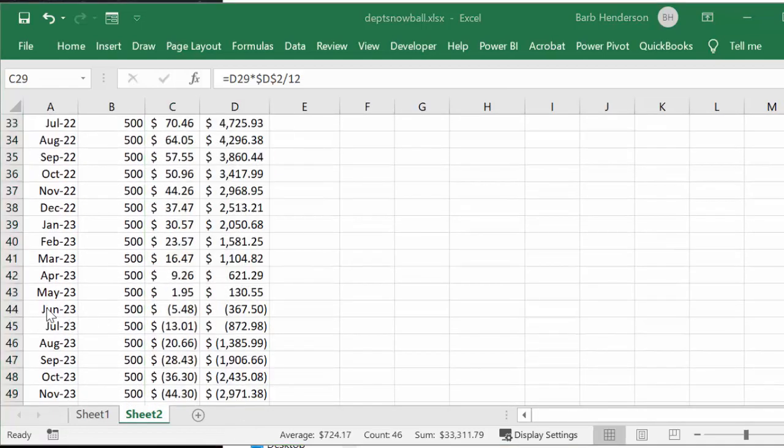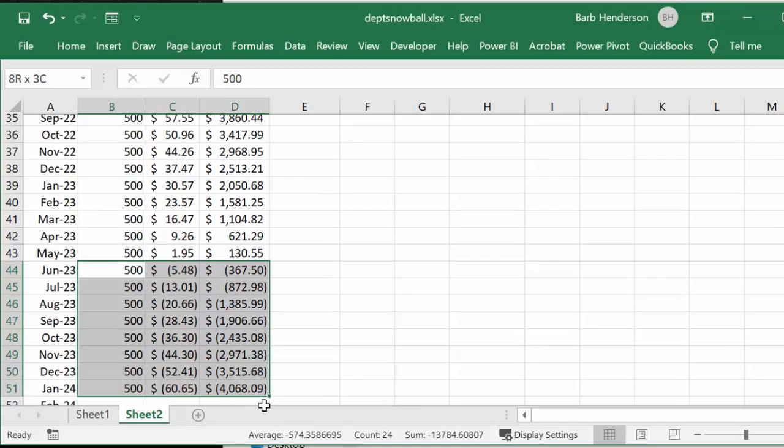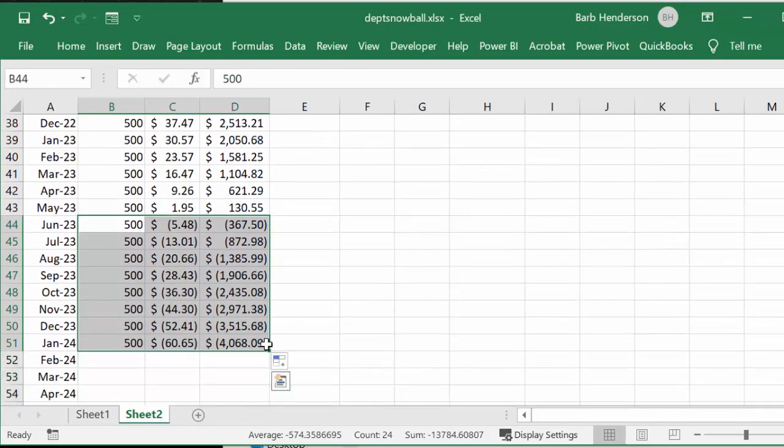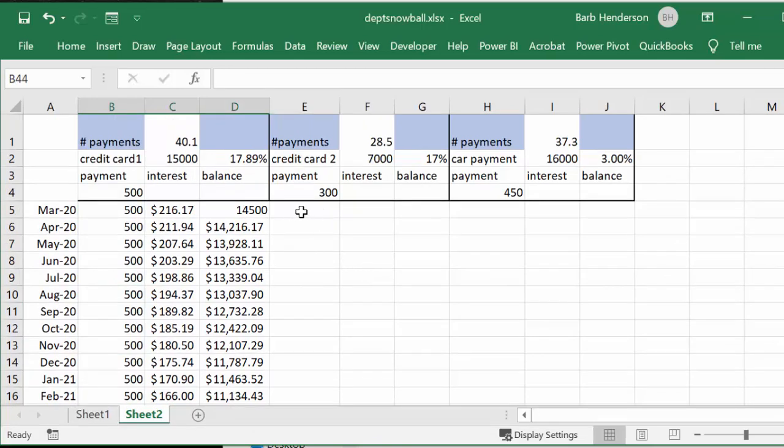June 2023 is when this credit card is going to be paid off. So we'll just delete the rest of these. So now let's do the same thing for his second credit card. He's paying $300 off a month. And so the balance is going to be equal to the $7,000 minus the $300.